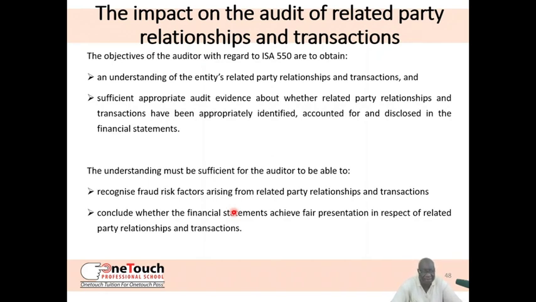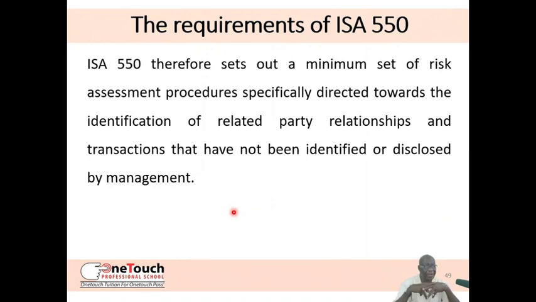The understanding must be sufficient for the auditor to be able to recognize fraud risk factors arising from related party transactions. Yes, they are saying that related party transactions are dangerous, so that if they disclose them, then you can recognize fraud risk factors arising from the related party transactions. And then you conclude whether the financial statements achieve fair presentation in respect of related party relationships and transactions. The requirement for ISA 550.